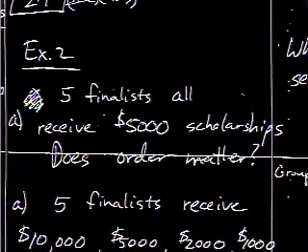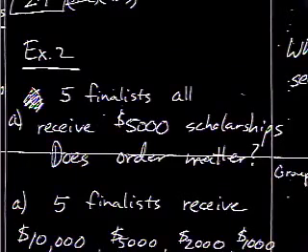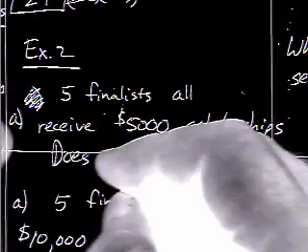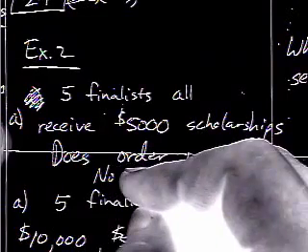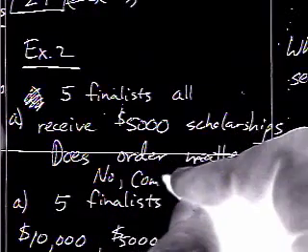Now, if we look at another example, suppose there are 5 finalists, all receiving a $5,000 scholarship. Does the order matter? If you and 4 other people you knew were all in some contest to get a $5,000 scholarship, maybe we wrote an essay or something, would you care what place you came in? Probably not, if everybody was going to get a $5,000 scholarship. So does order matter? No. So this would be a combination situation.